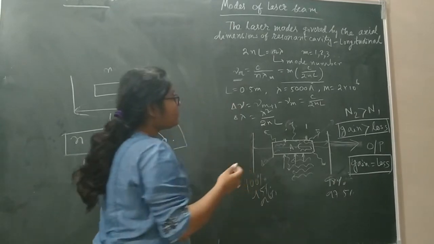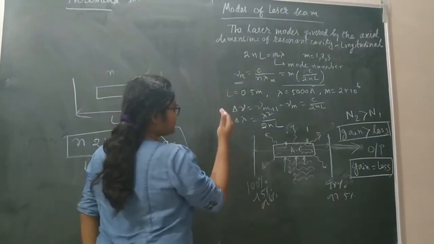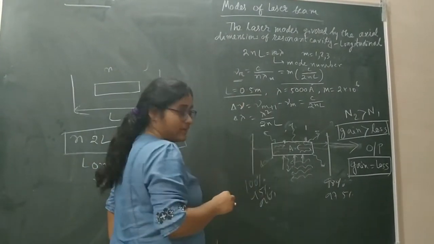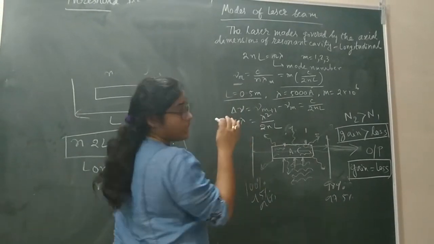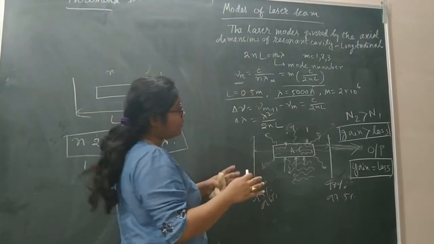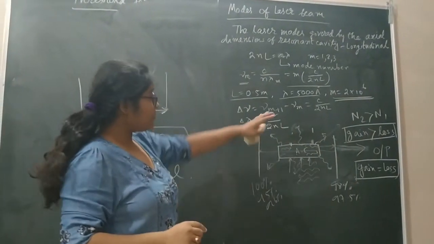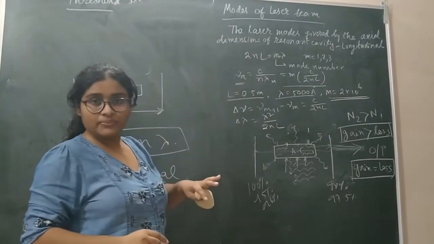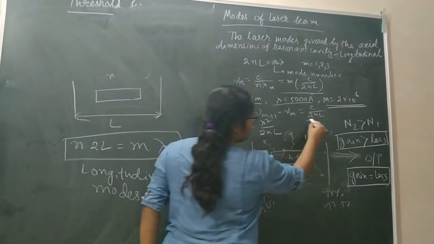So what are the numbers? I mean, how many longitudinal modes are possible? Suppose you take a laser cavity, that is L equals 0.5 meter and lambda equals 5000 angstrom. You have a huge number of longitudinal modes, that is 2 into 10 to the power 6. That number of longitudinal modes are possible. And what is the separation between two modes? This is c by 2nL.